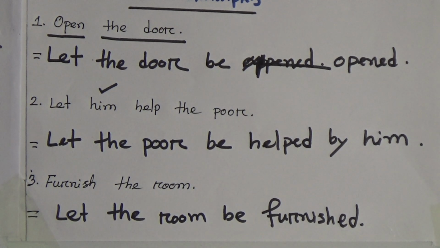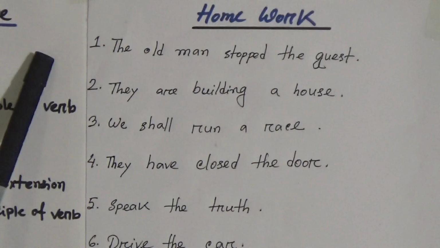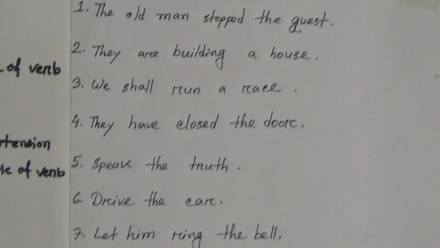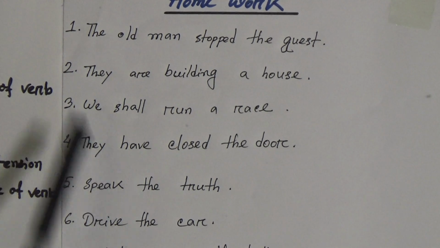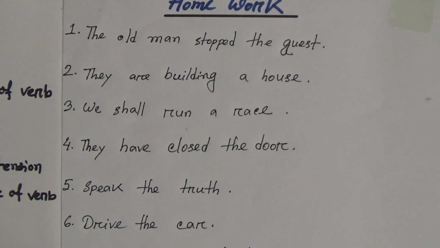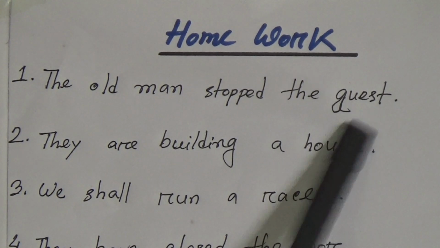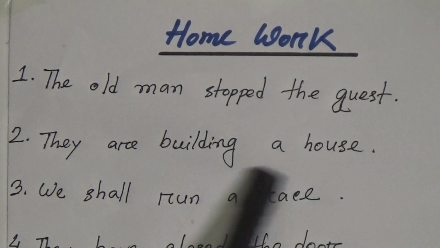Now dear students, you have some homeworks for today's class. These are the sentences. There are 7 sentences. You have to convert in passive voices. There are some assertive and some in imperative sentences. The first one, the old man stopped the guest. Second, they are building a house.